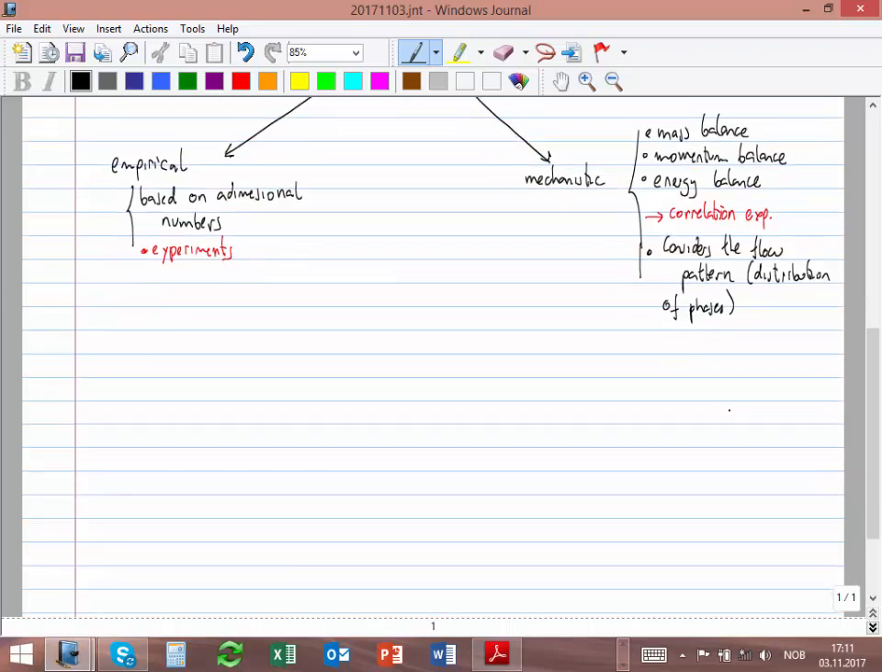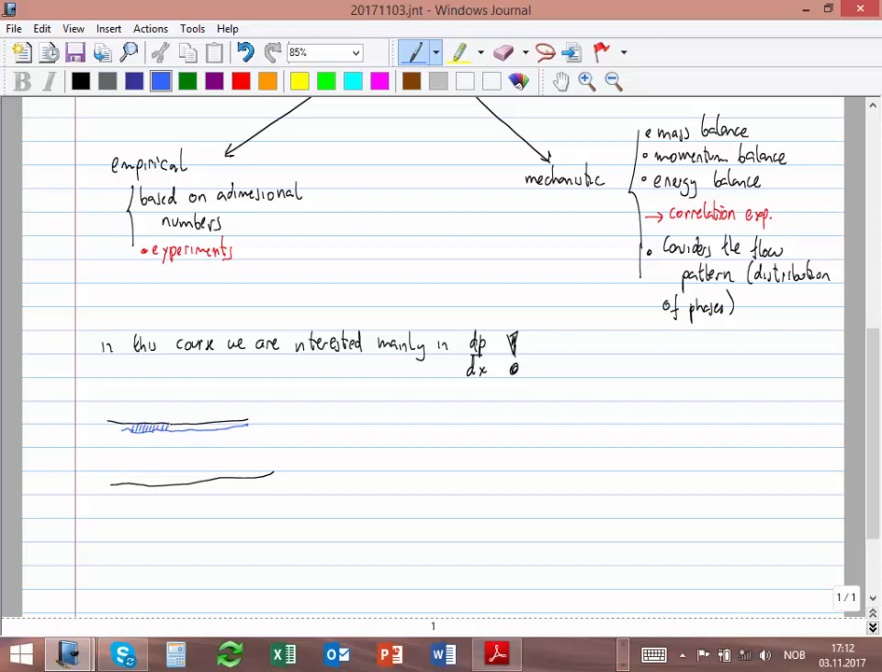And remember, in this course we are interested mainly in dp/dx. That is our main goal. But people might have different interests. For example, in transportation lines, if you're going to get water, there is a very severe problem that you have water condensation or water accumulation at the top, and then you get corrosion. It's called top of line corrosion.